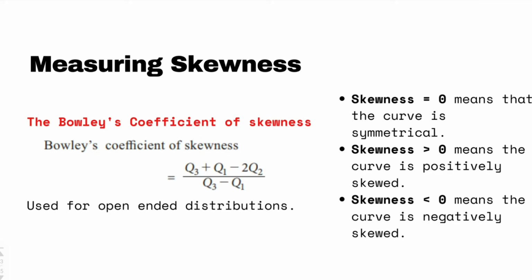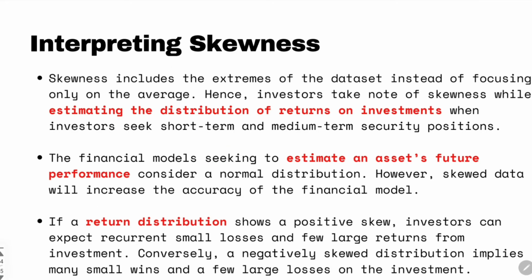Now, once we calculate the skewness using Bowley's coefficient, Pearson mode skewness, or Pearson median skewness, you'll get a number, right? If that number is 0, then your distribution is a normal distribution. There is no skew. If you get a value greater than 0, your curve will be positively skewed. And if you get a value less than 0, your curve is negatively skewed.